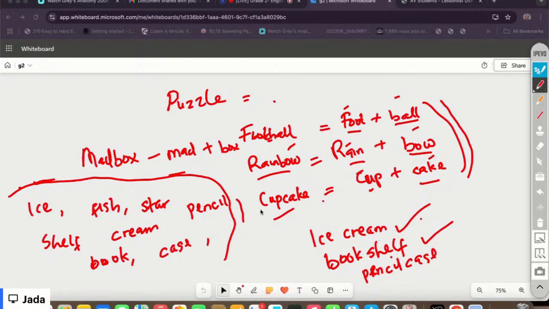Okay, we have one more. Pencil case done. Ice cream done. Bookshelf done. So one more. I'll just give you one more, the last one, which is starfish. Okay?